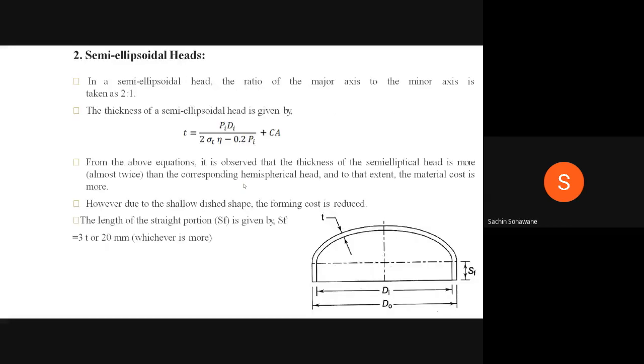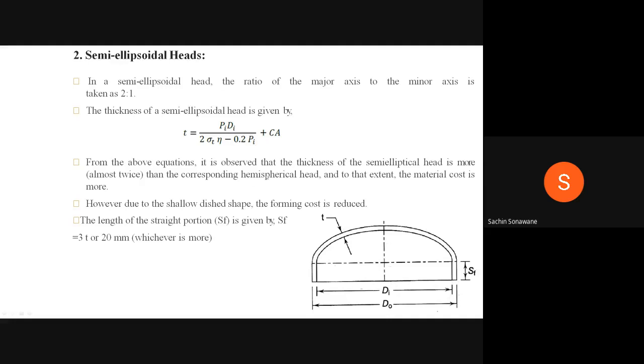Now, next is semi-ellipsoidal heads. In a semi-ellipsoidal head, the ratio of the major axis to the minor axis is taken as 2:1. Now, this is the major axis, this is the minor axis. The thickness of a semi-ellipsoidal head is given by T is equal to Pi Di divided by 2 sigma T neta minus 0.2 Pi plus Ca.